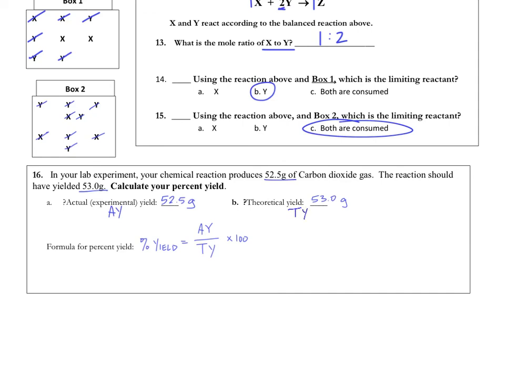So when I plug this into my equation, I get 52.5 divided by 53, my theoretical yield. Divide those first, and then multiply those by 100. So when you multiply it by 100, you should get 99.1%.